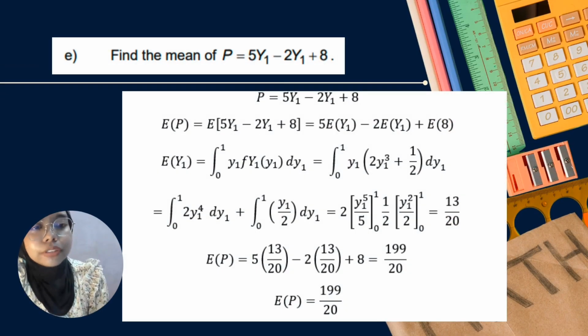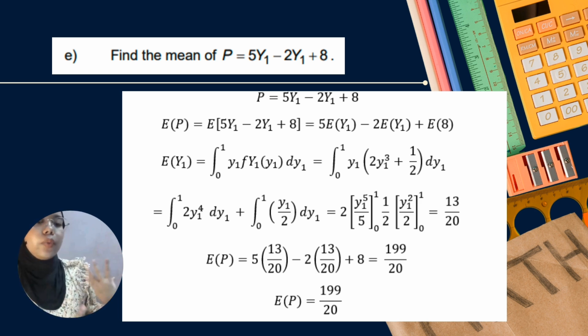Now we have to find the mean of P equals 5y1 minus 2y1 plus 8. The first and most important step is that we have to separate them to show that we understand the concept. So it will become 5E[y1] minus 2E[y1] plus E[8]. And as we all know, E[8] equals 8.